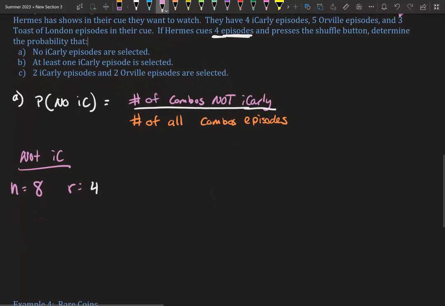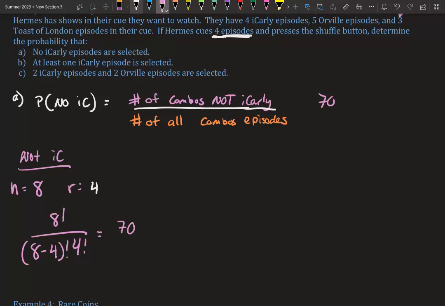So let's go ahead and put it into our combination formula. So we have 8 factorial over (8 minus 4) factorial, 4 factorial. And when you plug that in, you will get 70. So there's 70 ways you can mix and match the rest of those episodes if you're going to queue 4 of them. Now let's do the total of all episodes. So let's just not be picky.